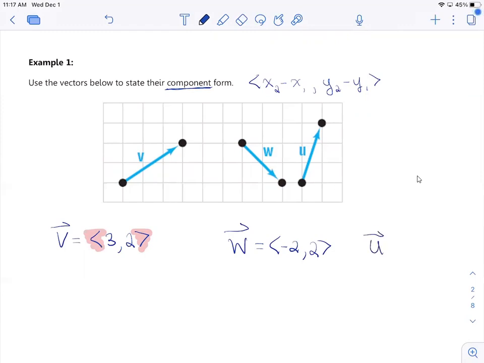All right, again, start at your initial. And then I'm going to have to go 1 to the right. So I'll represent that with a +1. And then I go up 1, 2, 3. Since I went up, it's a +3.